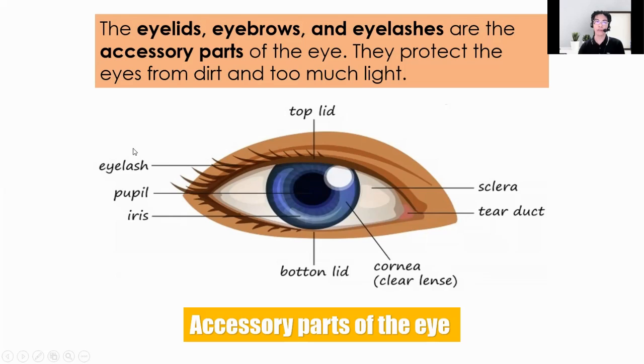So we have eyelashes. I just want to give a trivia about the eyelashes. The lifespan of your eyelashes is about 3 months. Okay? The lifespan of your eyelashes is 3 months. All right.